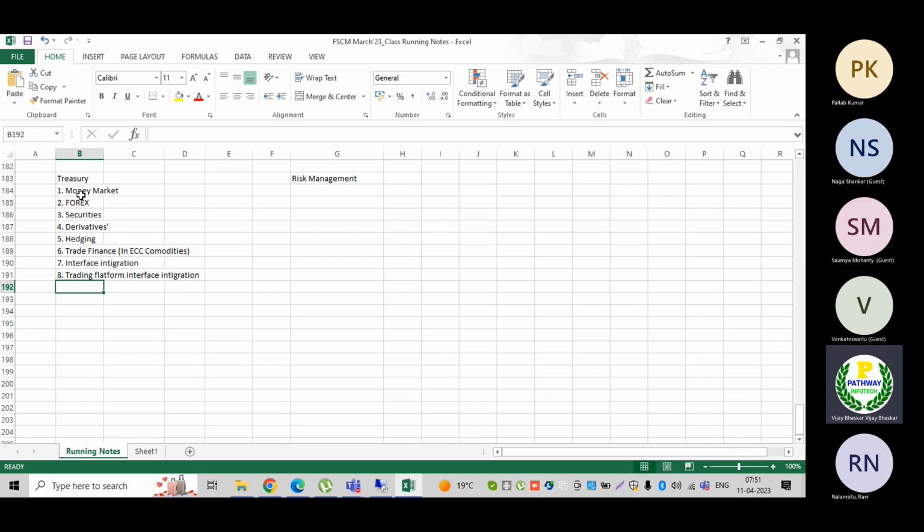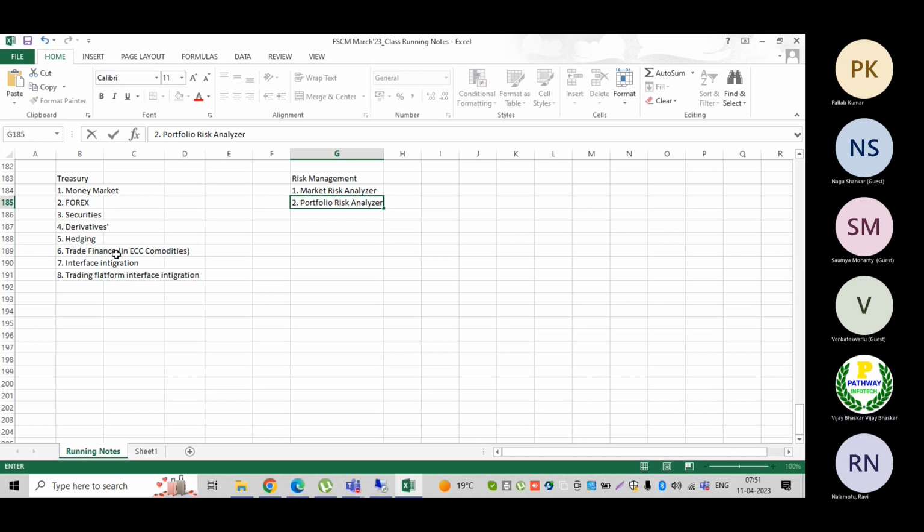Under this there are multiple financial instruments, and we will discuss each and every one. Treasury is a separate component, and risk management is a separate one. Under risk management: market risk analyzer, portfolio risk analyzer, and credit risk analyzer.